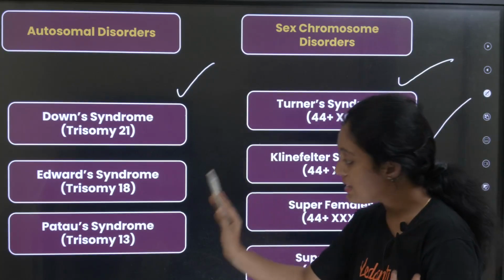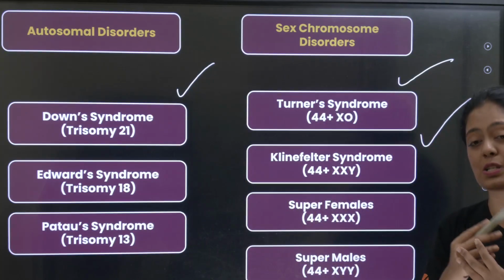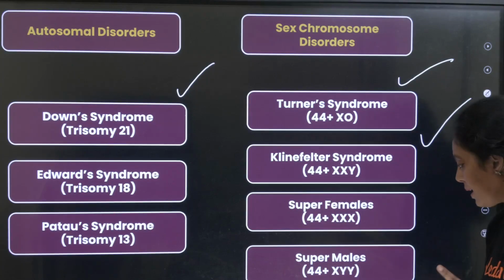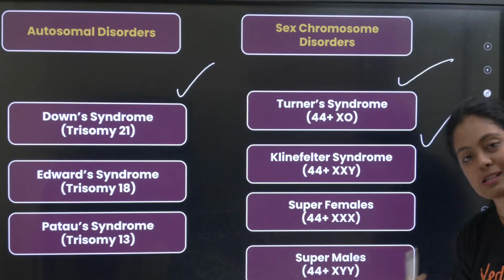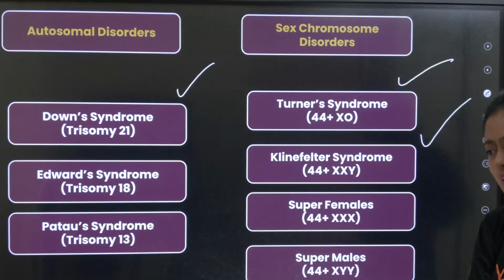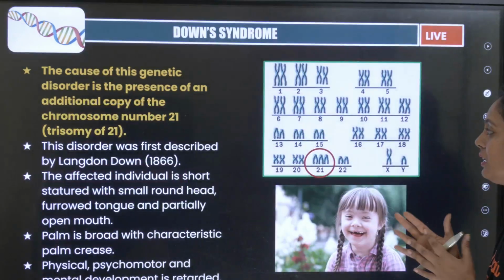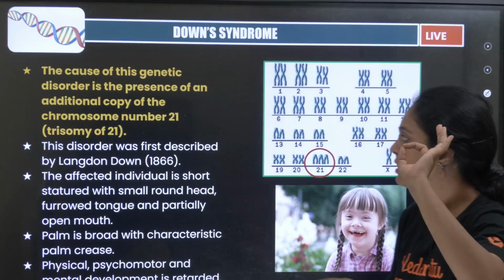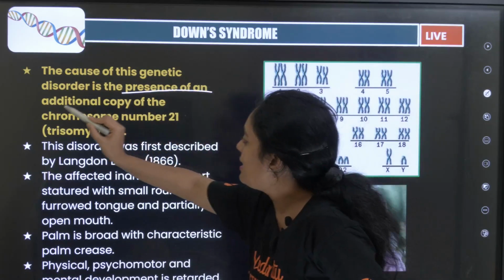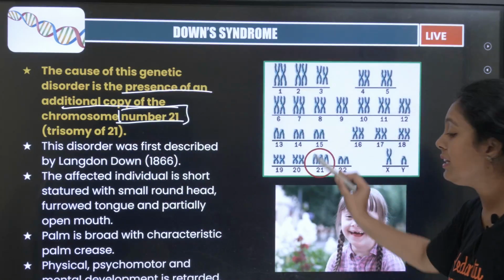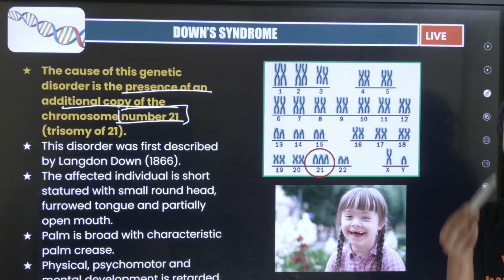Edwards syndrome, trisomy 18, Patau's syndrome, trisomy 13. Okay, super females, 3 X chromosome இருக்கவங்கள நம்ம super females ன்னு சொல்றோம். 2 Y chromosome இருக்கவங்கள நம்ம super males ன்னு சொல்றோம். Okay, yes, this karyotype is very important பசங்களா. So let's continue. First, let's talk about Down syndrome. So the cause is the presence of an additional copy of chromosome number 21. ஸோ 21வது குரோமோசோம் ஒரு எக்ஸ்ட்ரா காப்பி இருக்கும்.